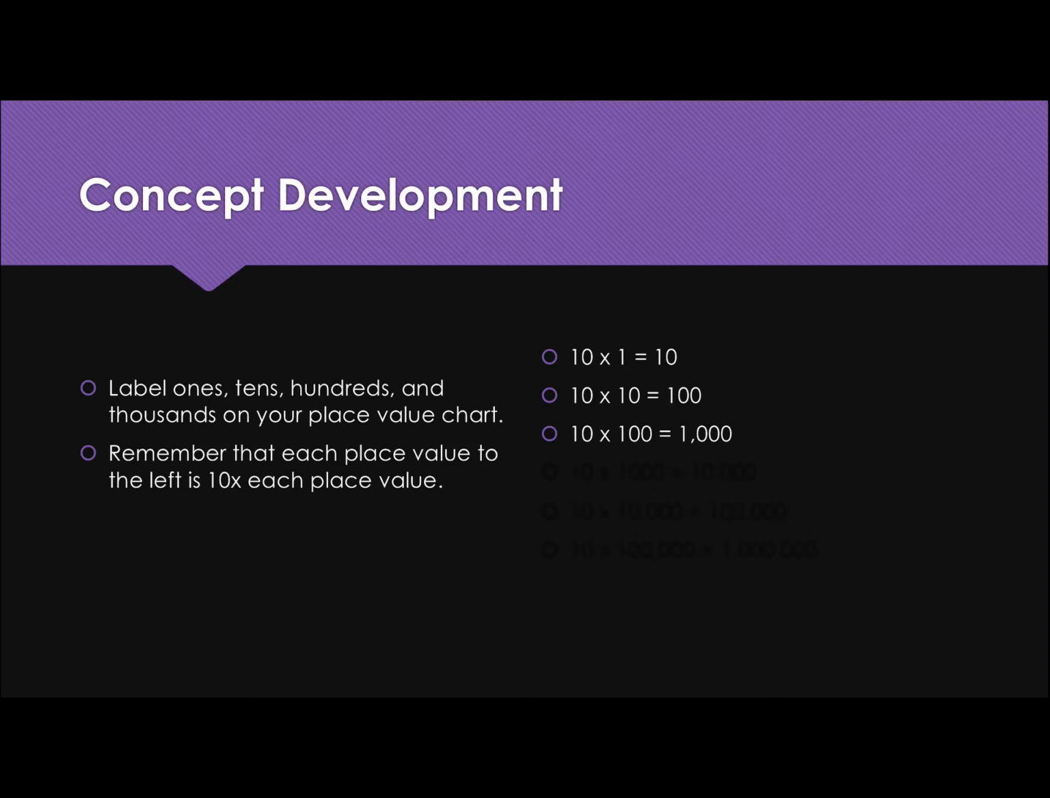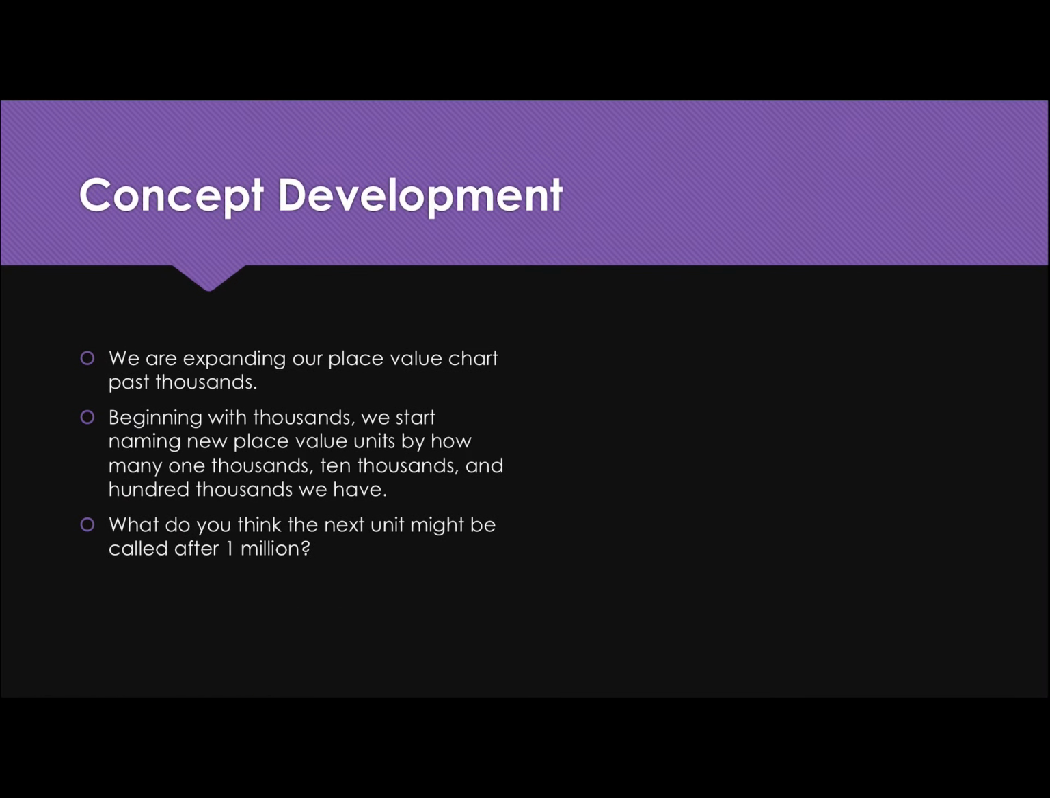But now we're going to go past that. 10 times 1,000 is 10,000. 10 times 10,000 is 100,000. And 10 times 100,000 is 1 million. We are going to be expanding our place value chart past the thousands all the way up to the millions. So beginning with the thousands, we start naming new place value units by how many 1,000s, 10,000s, and 100,000s we have.